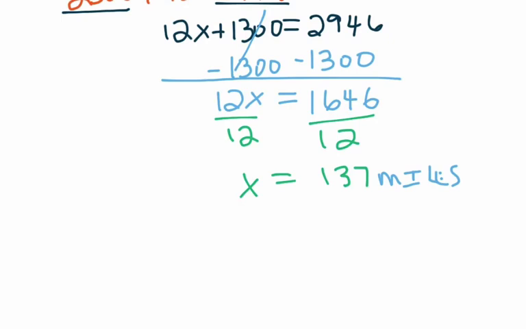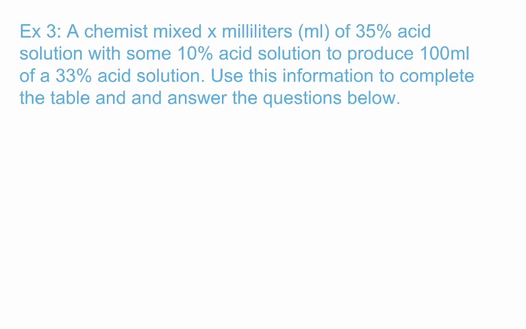All right? I know we're getting about that time, but I still want to take a look at one more problem that will be hopefully beneficial to you as you work through your homework. For our final example, we have a chemist who mixed x milliliters, or mLs, of 35% acid solution with some amount of 10% acid solution to produce 100 milliliters of a 33% acid solution. Use this information below to complete the table and answer the questions below.